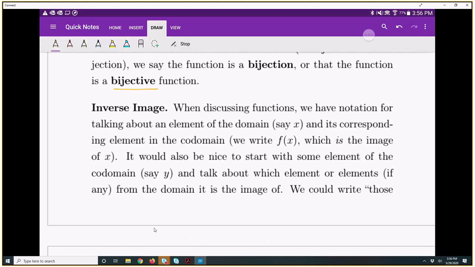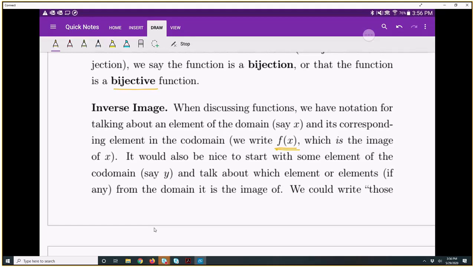Here we're going to define an inverse image. So when discussing functions, we have a well-known notation for taking an element of the domain and assigning it to an element in the codomain. So we'll say f of x. We've all seen this notation before. F of x is the image of x in the codomain.